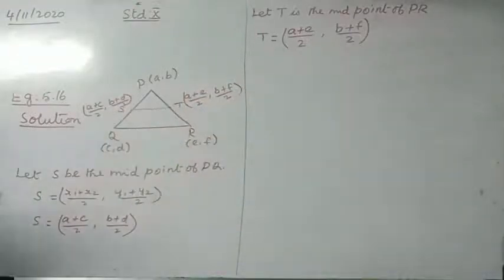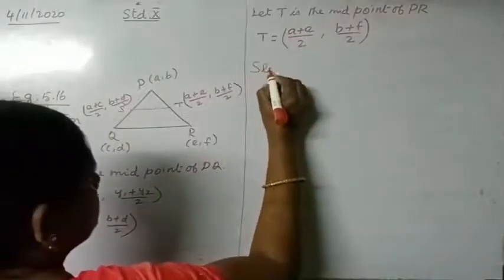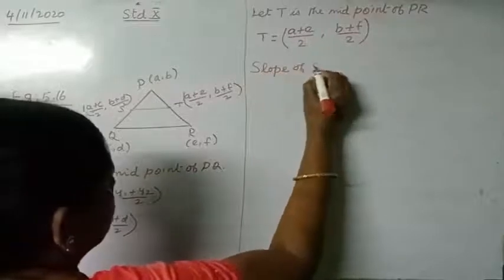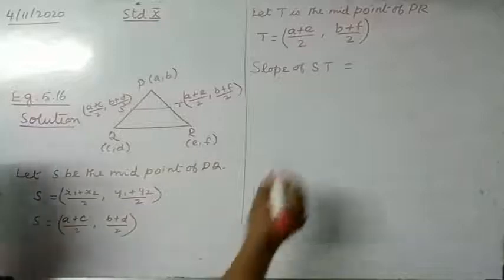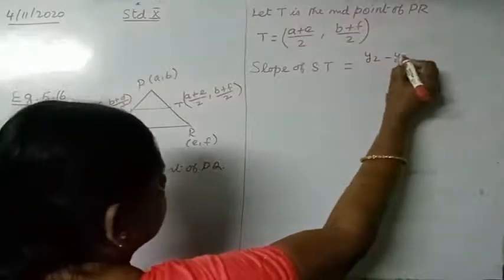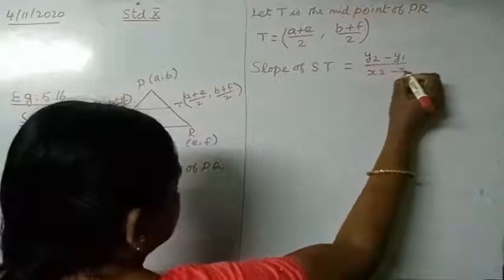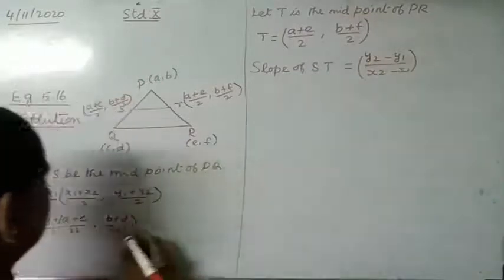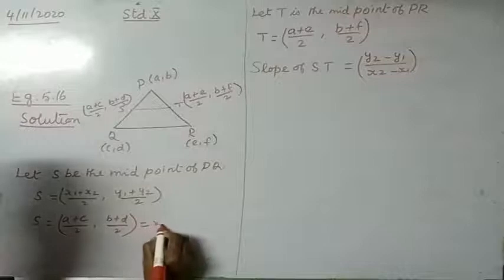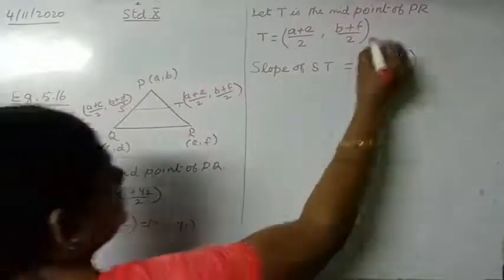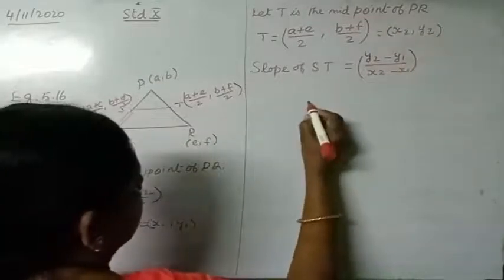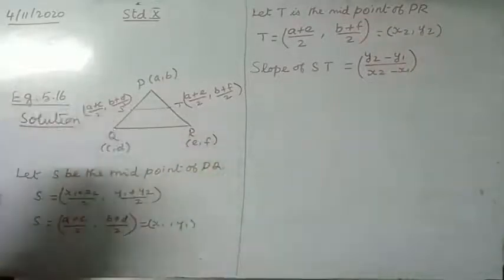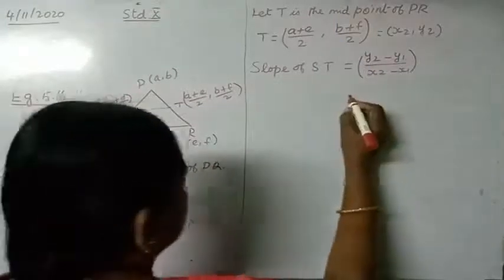Now let us find the slope of ST. Now what is the formula for slope? To find the slope when two points are given, the formula is y2 minus y1 by x2 minus x1. Take this point as x1 y1, and this point as x2 y2. Now substitute here. Take this as m1, the slope of ST is m1.